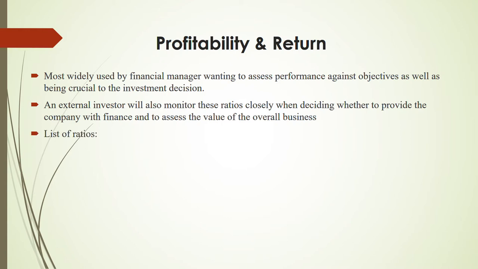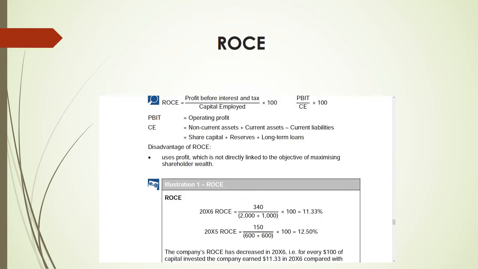Next, the list of ratios. What are the ratios? I have already covered this in the diagram, but again, to remind you: ROCE, return on capital employed, return on equity, gross profit margin, and operating profit margin. These are the four ratios which we are going to cover under this. So, starting with return on capital employed.